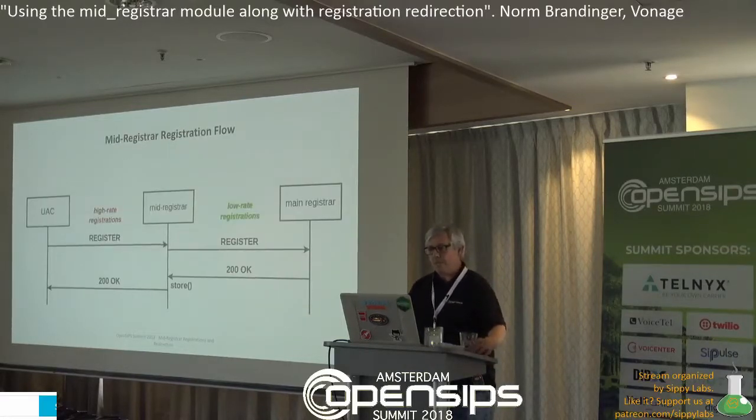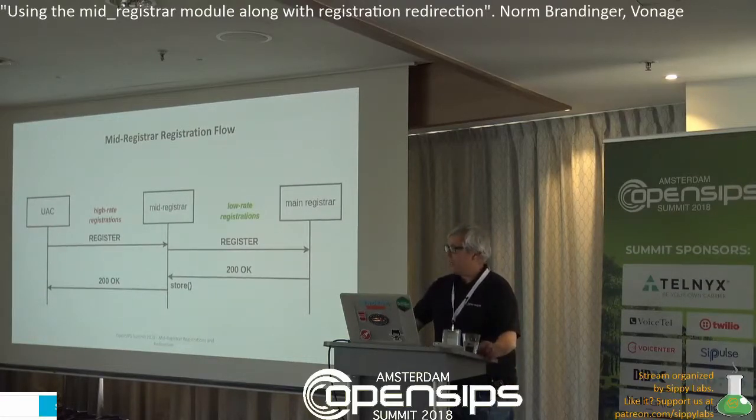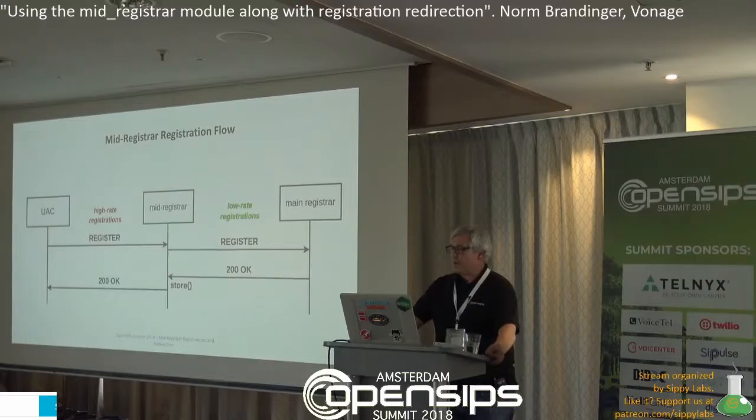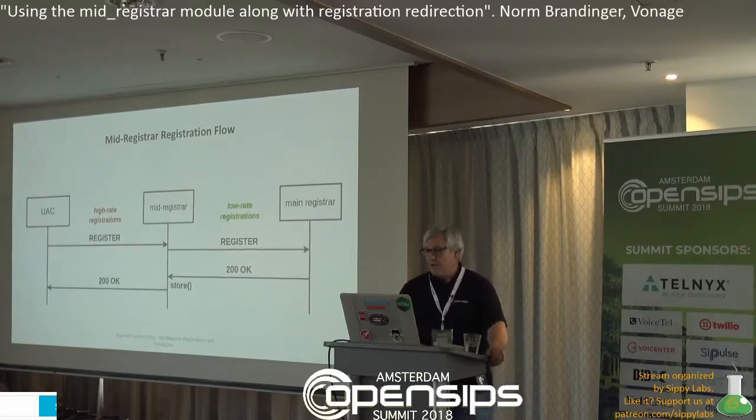The mid-registrar sits, as I said, between the client and your main registrar. As I've explained, these flows are simplified. There's no authentication shown here just to simplify the diagram. The registrations will hit the mid-registrar. The mid-registrar then sends a very high expiration time to your main registrar. The 200 OK comes back. The mid-registrar saves that information and sends the 200 back to the client with the shorter registration.